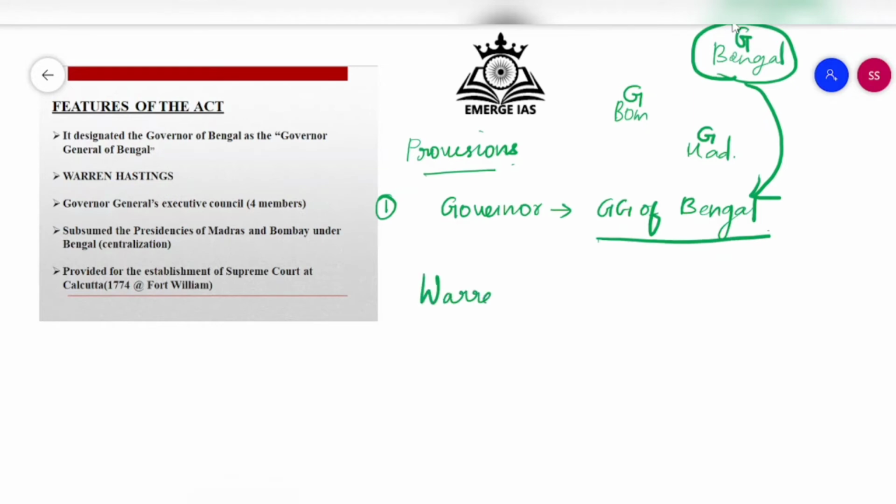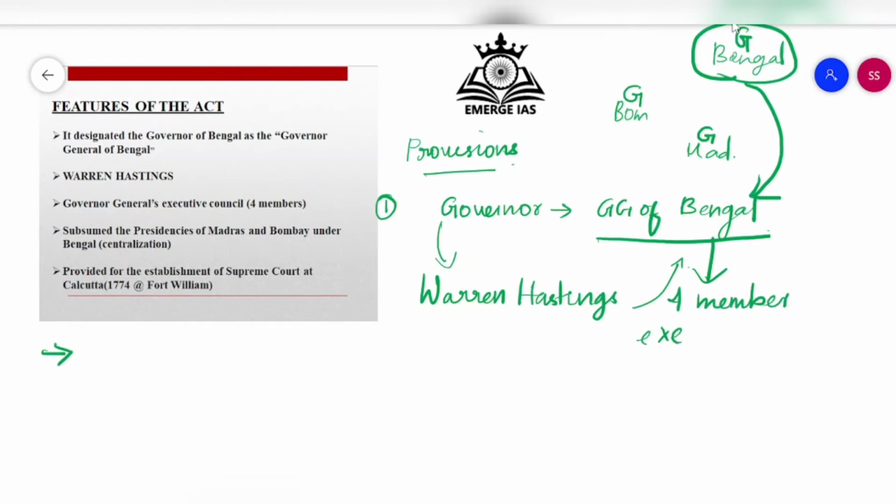He was actually a Governor of Bengal, and when they designated him as Governor-General of Bengal, he became the first Governor-General of Bengal, that is Baron Hastings. And the next important thing is, under this Governor-General, a 4-member executive council was formed, and this 4-member executive council is an important thing.